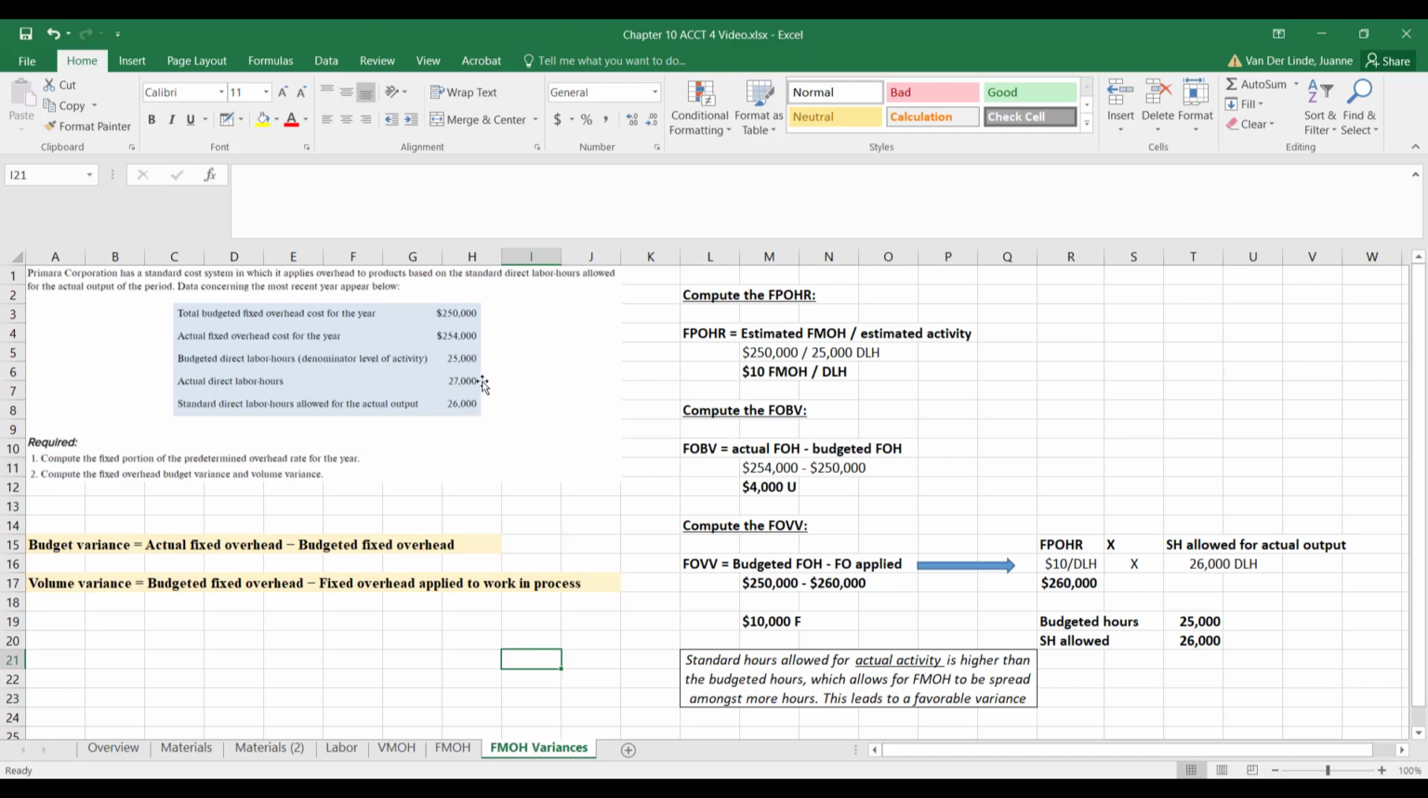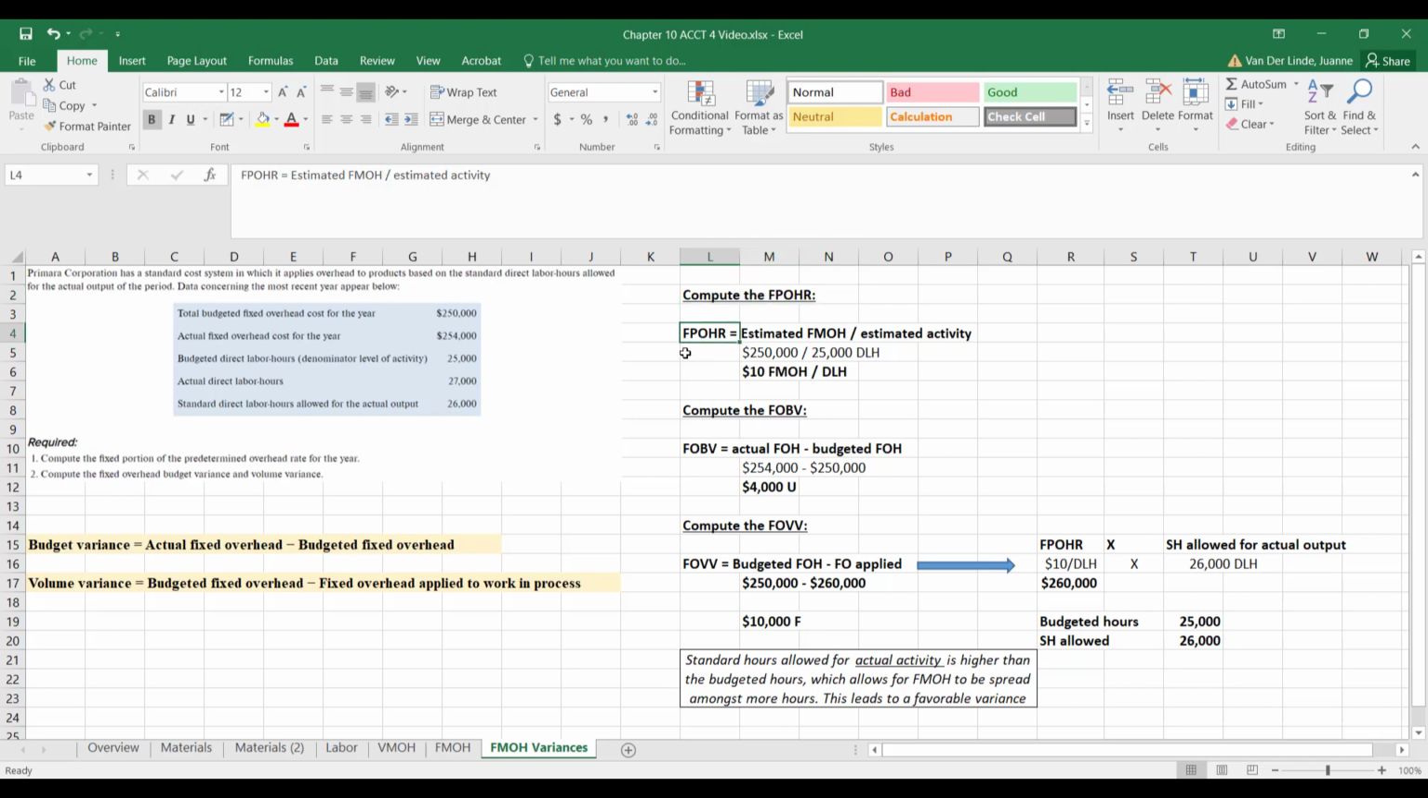Now, the budgeted direct labor hours you determine before the period. The actual hours you won't know until after the period is done, as well as the standard direct labor hours allowed for the actual output. Both of those you won't know until the period is over with. So let's first find the budget variance. So actually, let's do the fixed POR first, and then we can worry about those two variances.